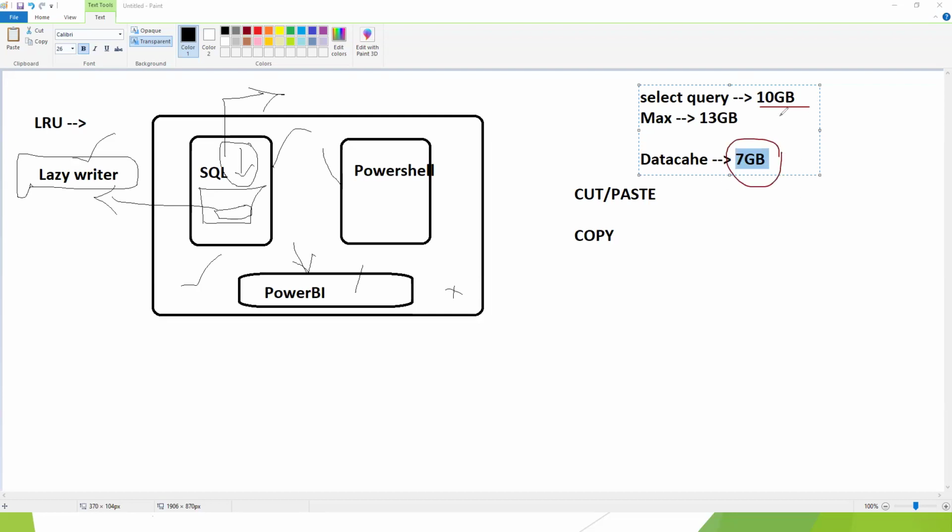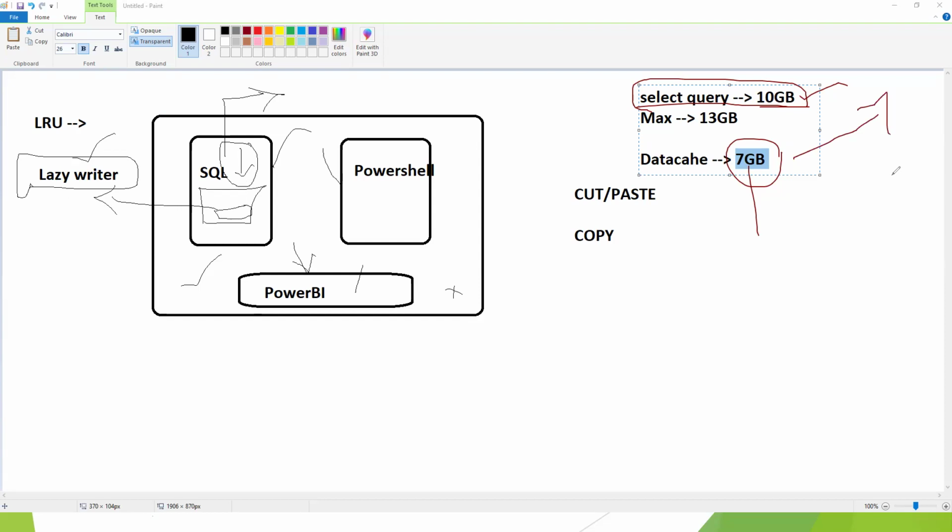Now, what happens? It requires 10 GB to execute, right? So that is the execution memory. It requires 10 GB. Otherwise, the query will never execute. For that reason, lazy writer responds to this memory pressure and removes the pages from the data cache and releases that memory for this operation to proceed, right? As soon as the select query is completed, the memory will be released. So as soon as it is released, lazy writer understands, okay, there is enough memory to grow, right? So it will keep growing the data cache, right?